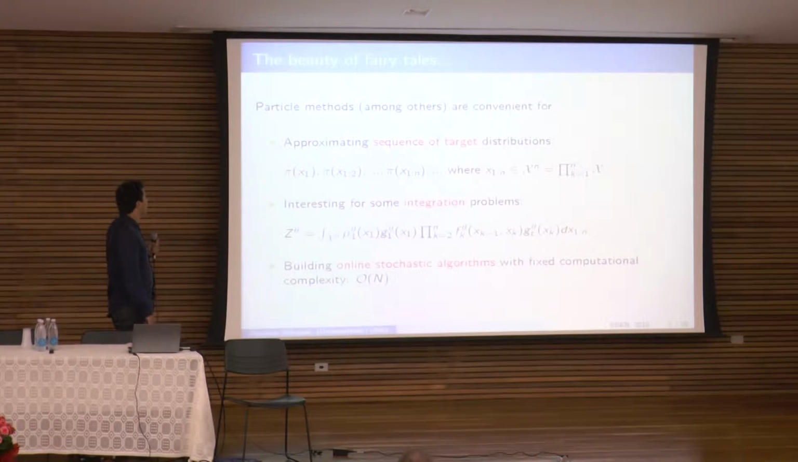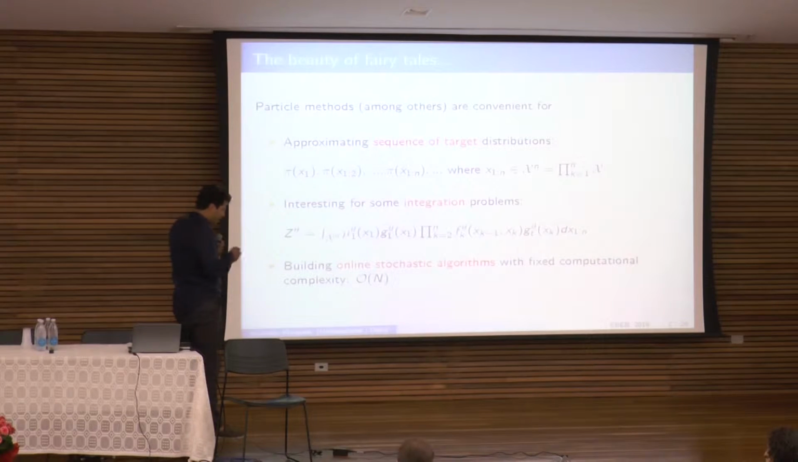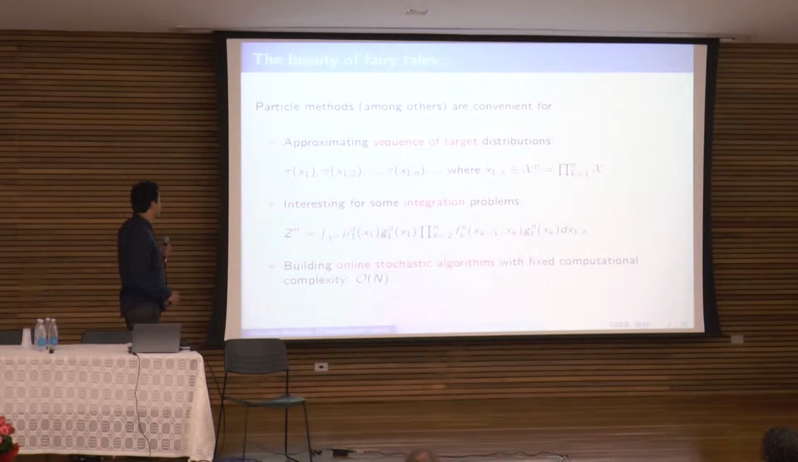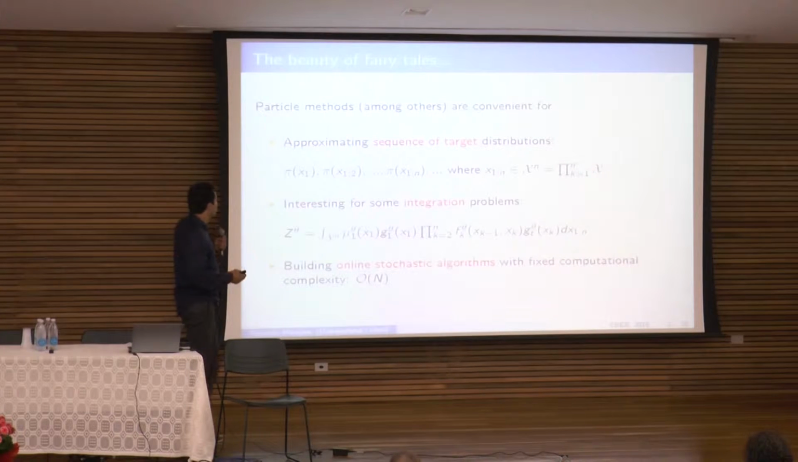If you look around particle methods, I'm going to focus on three points here. First, the method is convenient to approximate a sequence of target distributions. Here, the target distribution is in an increasing space. So typically the problem that you can see in time is, for instance, the posterior distribution, from time 1, 1 to 2, 1 to n, and so on.